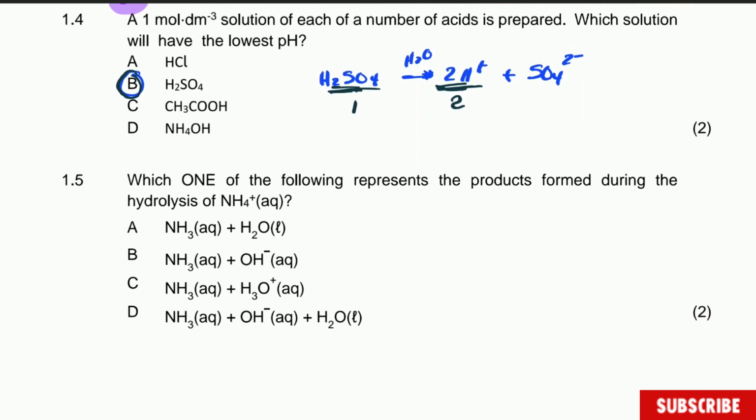Okay? Question 1.5. Which one of the following represents the product formed during the hydrolysis of NH4 plus? And we already did that, but we can go there and say NH4 plus, and this one hydrolysis will go to H2O plus H2O. What is going to be doing here? We did this one right now in the previous question. So now this one reacting with water will be NH3 plus H3O plus. Which one is the correct answer there? The correct answer is C.